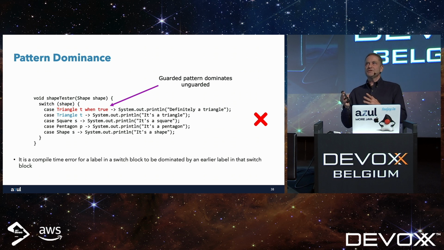So essentially, what the specification says is it is a compile time error for a label in a switch block to be dominated by an earlier label in that switch block. So you need to get the order right so that you've got your most specific and the guarded ones in the right order.